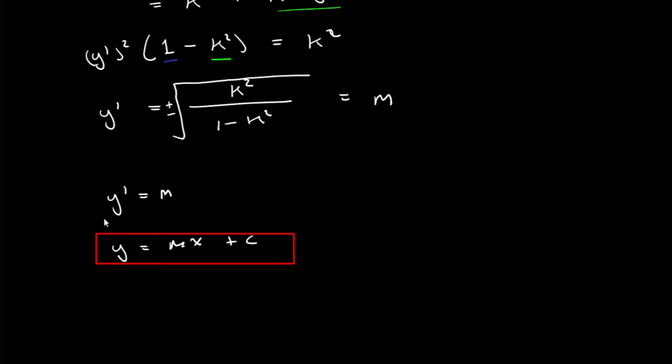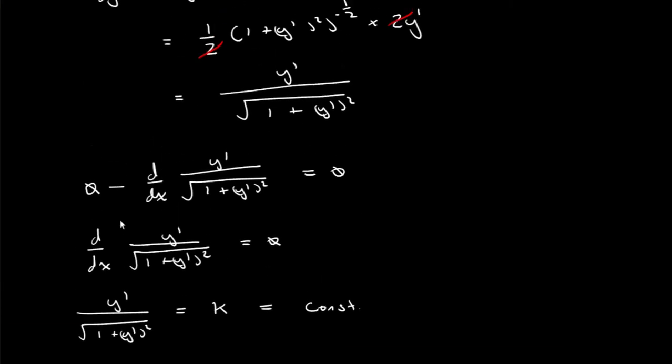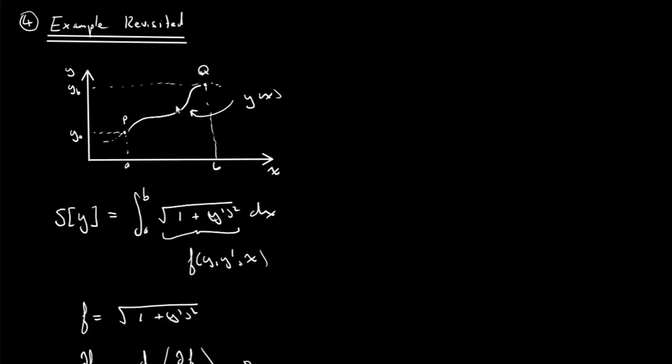We've literally just shown, without a shadow of a doubt, that the function, the curve y of x that makes the distance between these 2 points stationary is a straight line. y equals mx plus c.